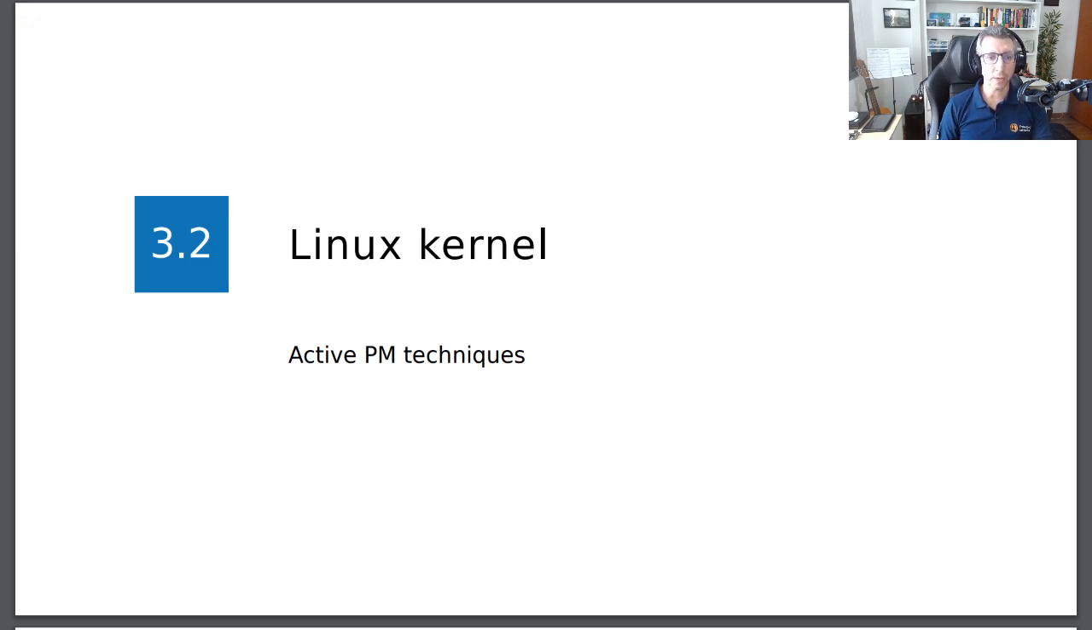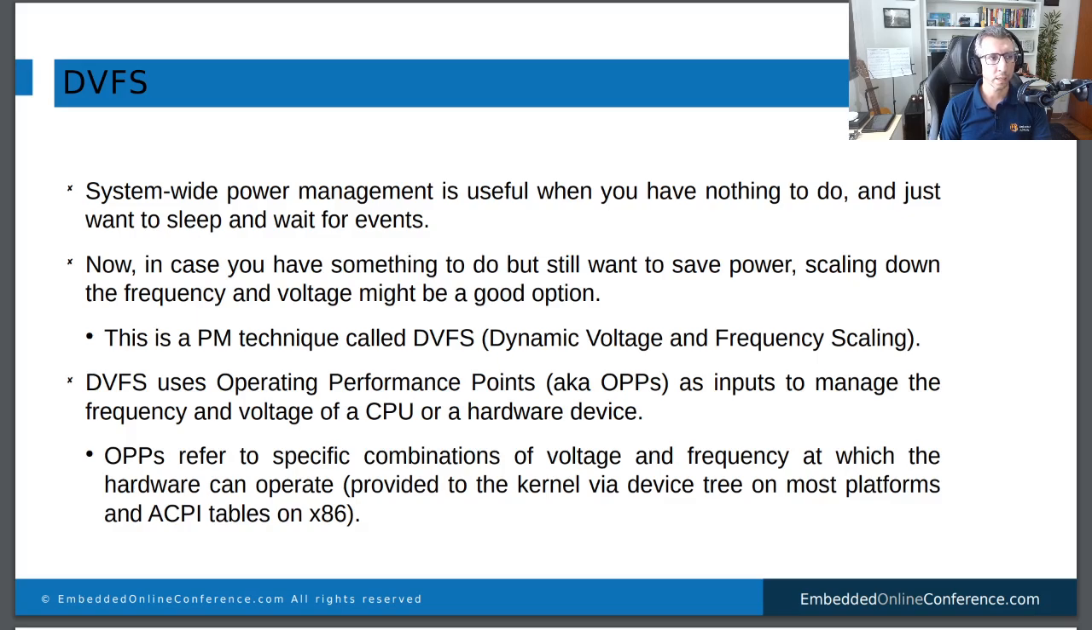Now let's talk about active power management techniques. Those are techniques that you want to use to save power even when you have something to do, right? One of the main techniques here is called DVFS, dynamic voltage and frequency scaling. That is a technique that makes it possible to decrease the voltage and frequency of a device, for example, a CPU, to save power.